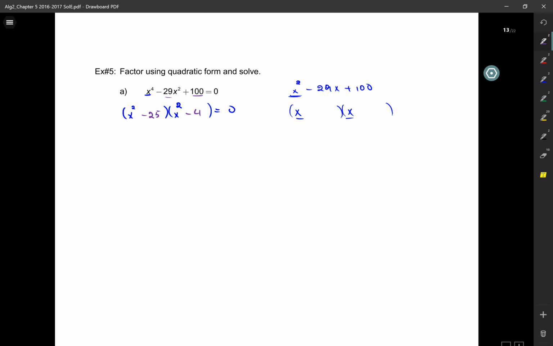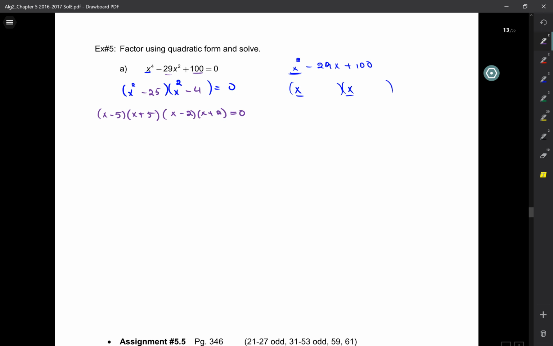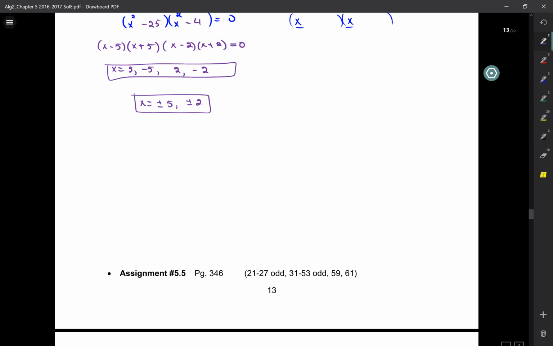Now, can I factor those anymore? Right? The first one will be x minus 5, x plus 5. And the second one, x minus 2, x plus 2 equals 0. So what are my x values? 5, negative 5, 2, negative 2. I can either write it like this, or I can write it as plus or minus 5, plus or minus 2. Either way is fine. Okay? So that's section 5. And this is the homework due Friday.